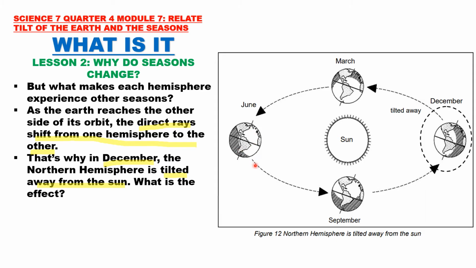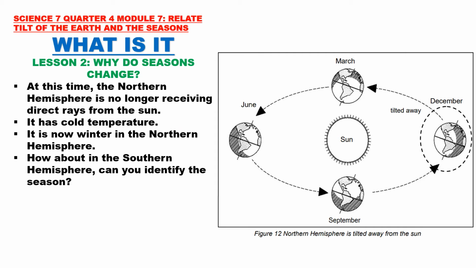Now, after 6 months, this is what would happen. During the month of December, the northern hemisphere would be tilted away from the Sun, and the southern hemisphere will be the one to be tilted towards the Sun. At this time, the northern hemisphere is no longer receiving the direct rays from the Sun. It has a cold temperature. It is now winter in the northern hemisphere.